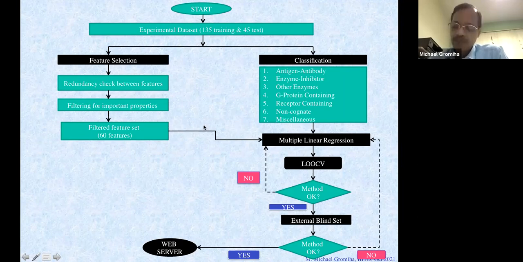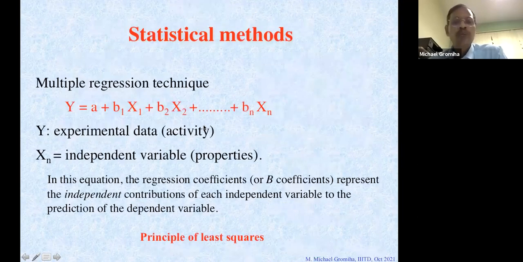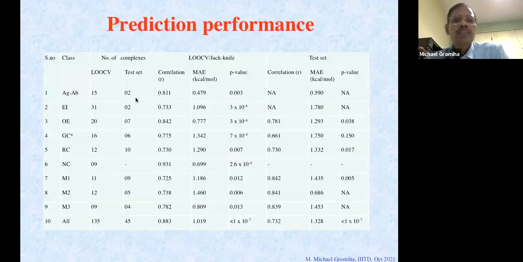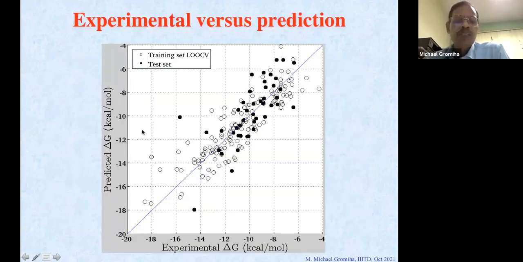So we use the regression models to get the coefficients and we evaluated based on the correlation and with the mean of zero error. Okay, here is the data. So these are the various classes and this is your cross-validation result, the test result, and we get a fairly good agreement between the predicted and experimental values. So here is a plot connecting experimental and the predicted values.